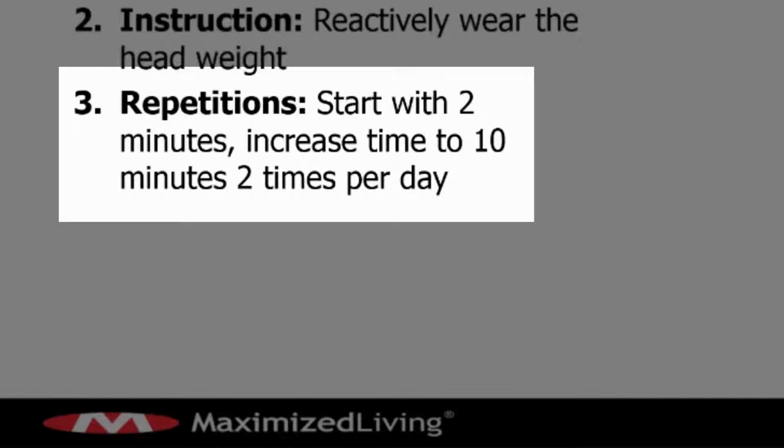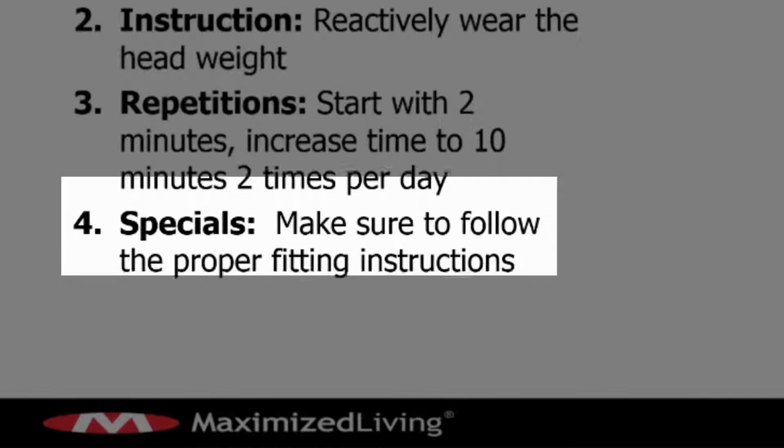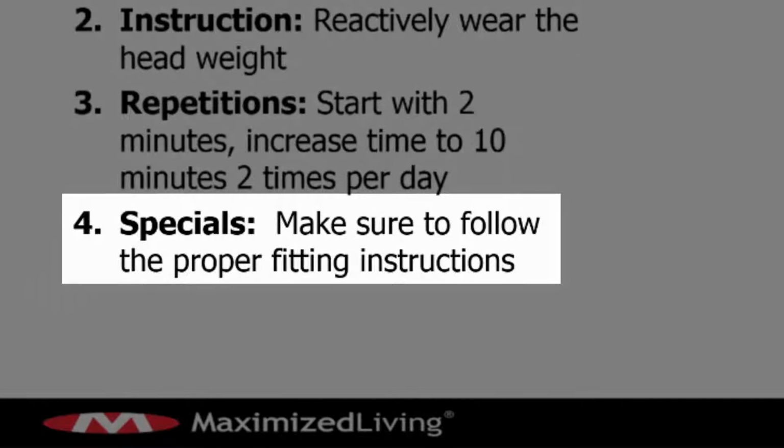Repetition: you don't want them to go too fast, too long. You want them to start off with 2 to 5 minutes and increase their time slowly per day. If somebody goes 10 minutes, more likely they're going to start extending and fatiguing. You don't want them to do that. Start off with a very slow period of time and have them increase it as they continue and get stronger with the head weights. Remember, make sure you follow the proper fitting.